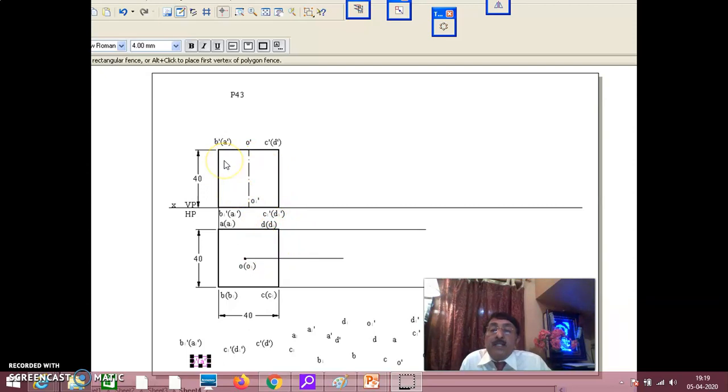A, B, C, D will represent the top surface. A1, B1, C1, D1 will represent the bottom surface. And AA1, BB1 are the two merging vertical edges. DD1, CC1 are two merging vertical edges. In that way, 4 plus 4 plus 2 plus 2, 12 edges you have to manage here. It is like a square prism, but the only difference is the height is also the same as the base edges.